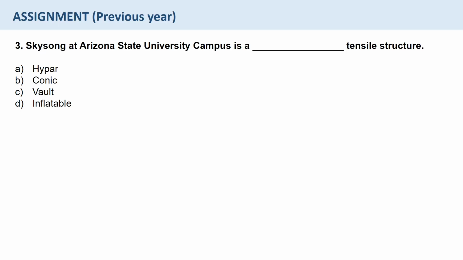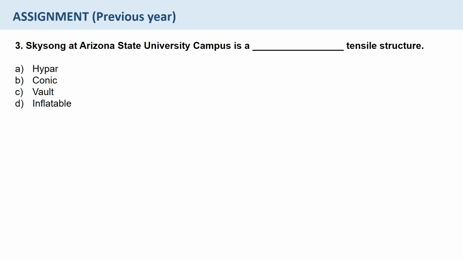So this is how a hypar looks like. That is how a barrel vault membrane structure would look like. This is how a conic structure would look like, and that is how an inflatable structure would look like. So our answer is B, conic.